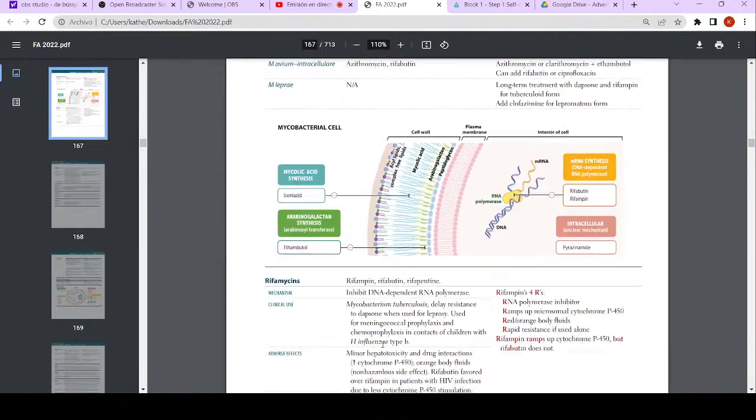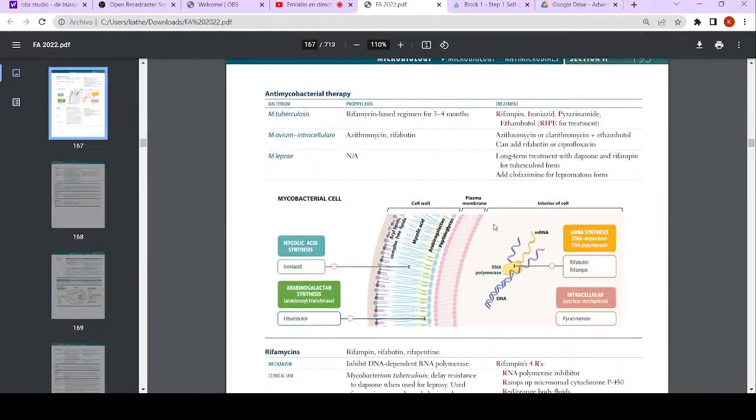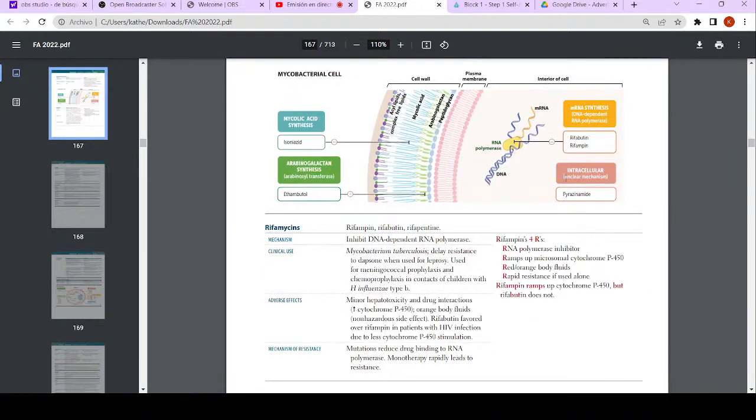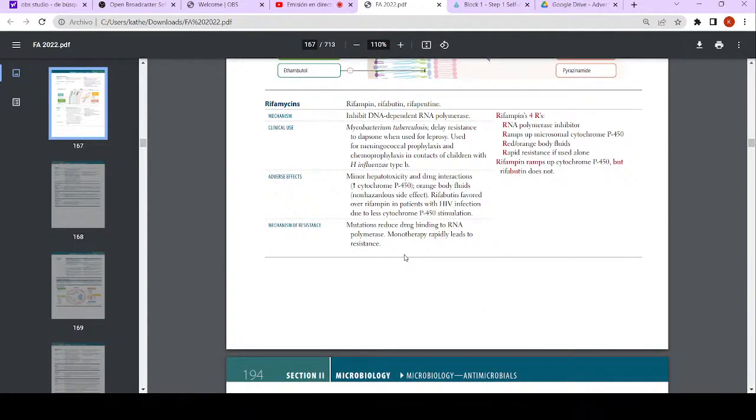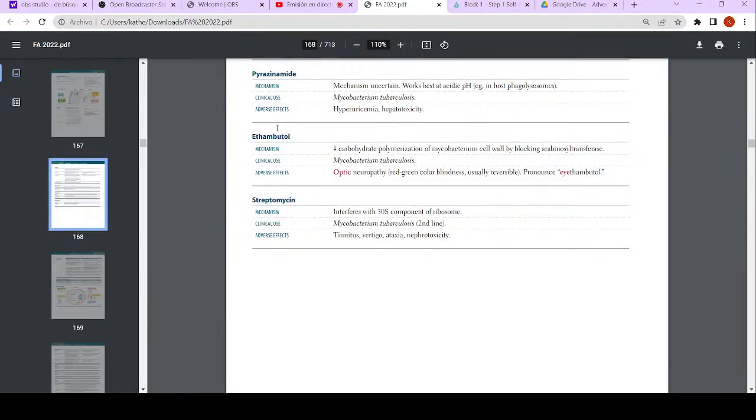For Mycobacterium tuberculosis, you have to treat with all this stuff. For example, ethambutol acts on the arabinogalactan, isoniazid on the mycolic acid. This is important, they ask you a lot. Rifampin acts on the RNA polymerase, so it's in the interior of the cell. Pyrazinamide has an unclear mechanism, and streptomycin, that is not here, acts on the 30S ribosomal subunit. So this is actually pretty asked.